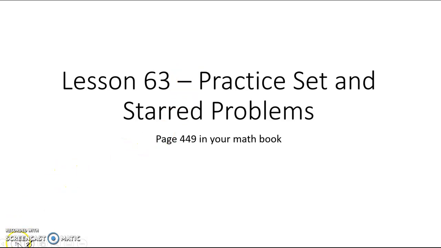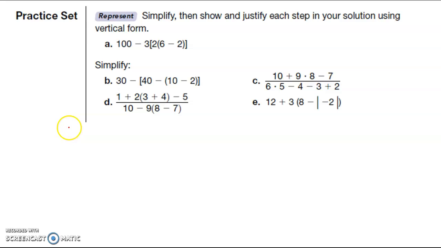Where's my cursor? There it is. Okay, so lesson 63 is about what's called symbols of inclusion. This can include parentheses or brackets or braces. Okay? And the key is to start with the ones that are the furthest in.